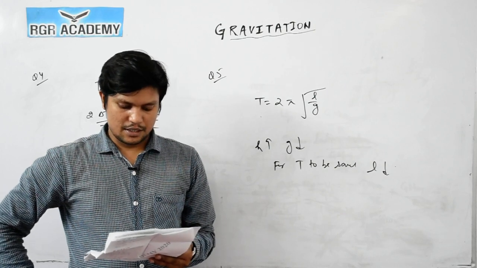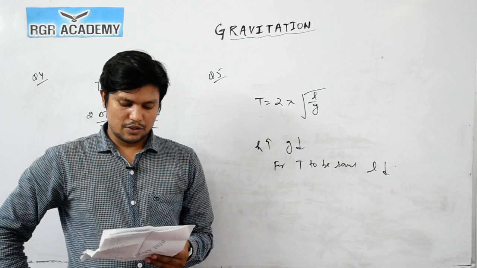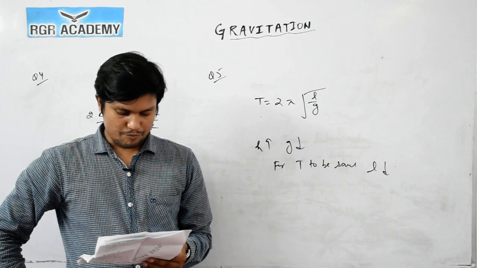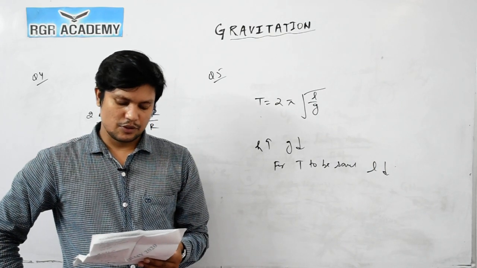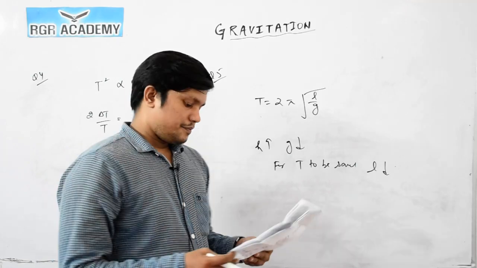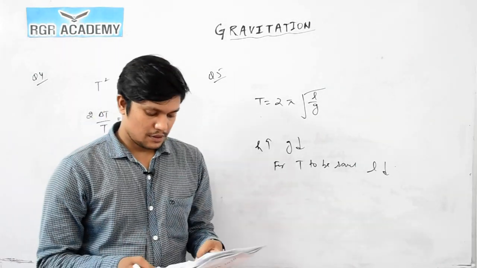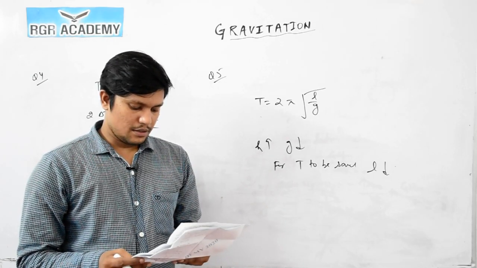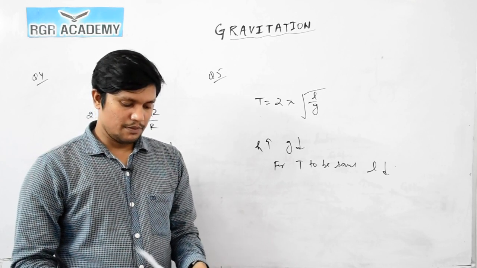Now question number 6. The mass of a satellite is doubled and the time period remains constant. The ratio of the orbits in the two cases will be? So we know that the time period is independent of mass.